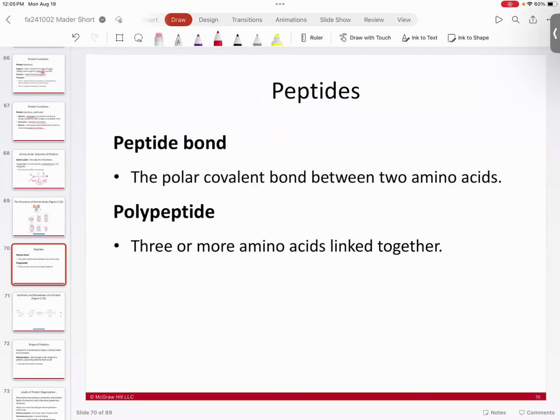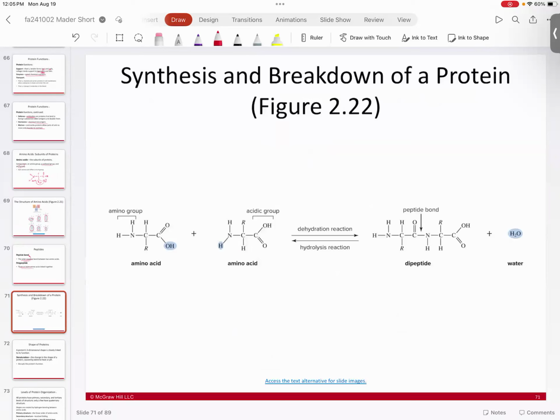Now, when we take a look at the peptides, they're going to be held together by a covalent bond with a special name, the peptide bond. So this is the bond that holds together 2 amino acids. A polypeptide is if you have 3 or more amino acids linked together, so a longer chain. This is what it looks like.